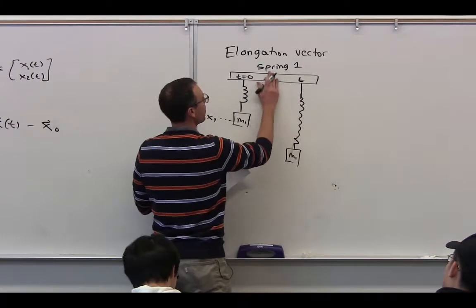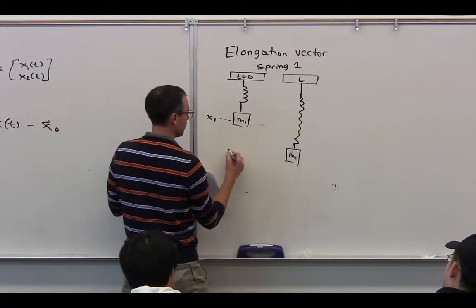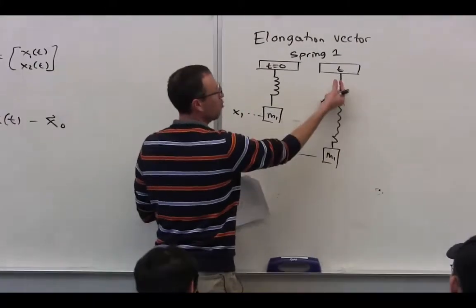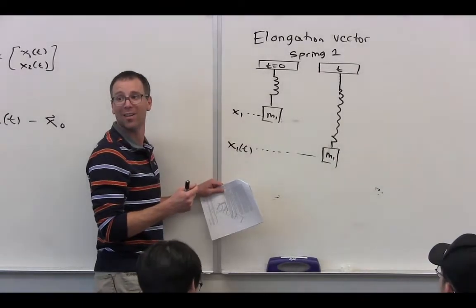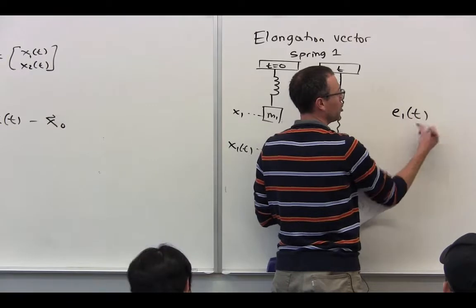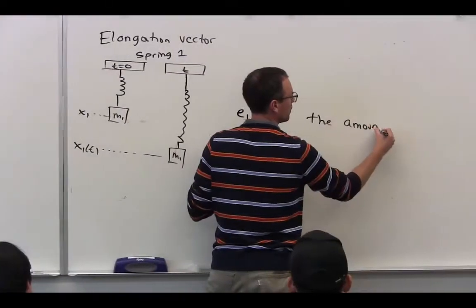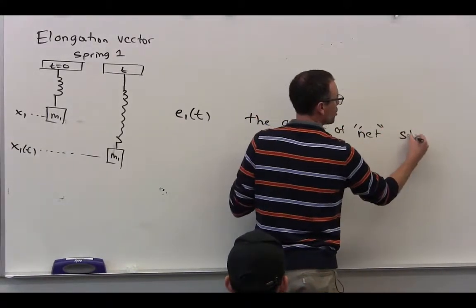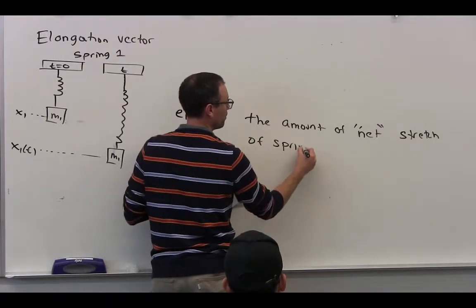What is the position of the same mass? It doesn't necessarily have to be lower, right? If this thing moved up, it could be this way, right? But what do we call that position? x1 of t. So now I'm going to introduce what we call an elongation function. This is the amount of net, this is a very important word, stretch of spring 1.